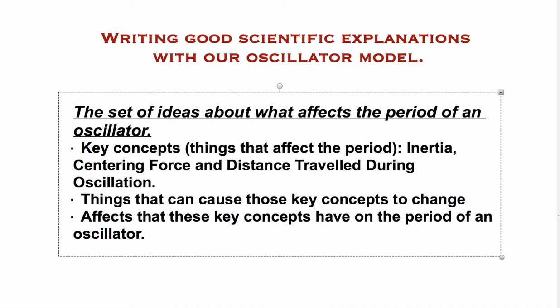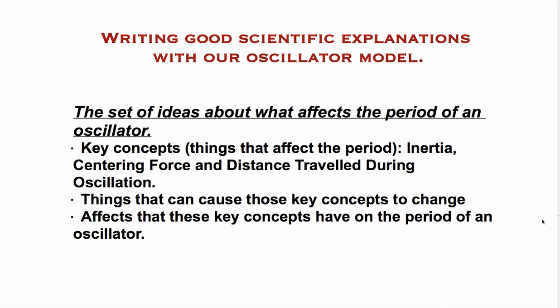Now, what is our scientific model? Well, like any scientific model, it's a set of ideas. In our case, it's a set of ideas about what affects the period of an oscillator. Our model includes certain ideas such as key concepts, things that affect the period directly, like inertia, centering force, and distance traveled.